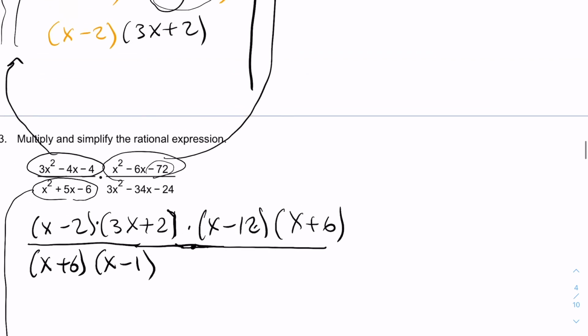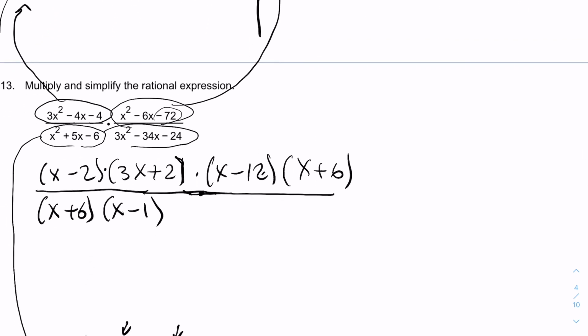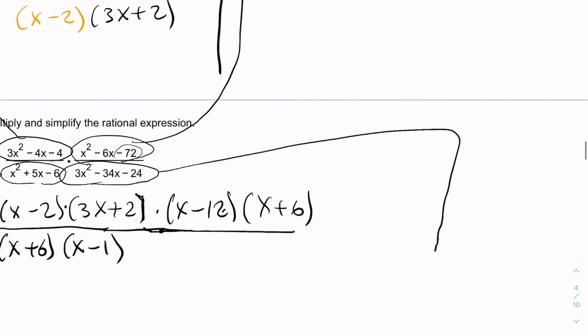And we're just down to one more problem to factor, and that is this guy right here. And we'll go ahead and show our work, I think, over here.